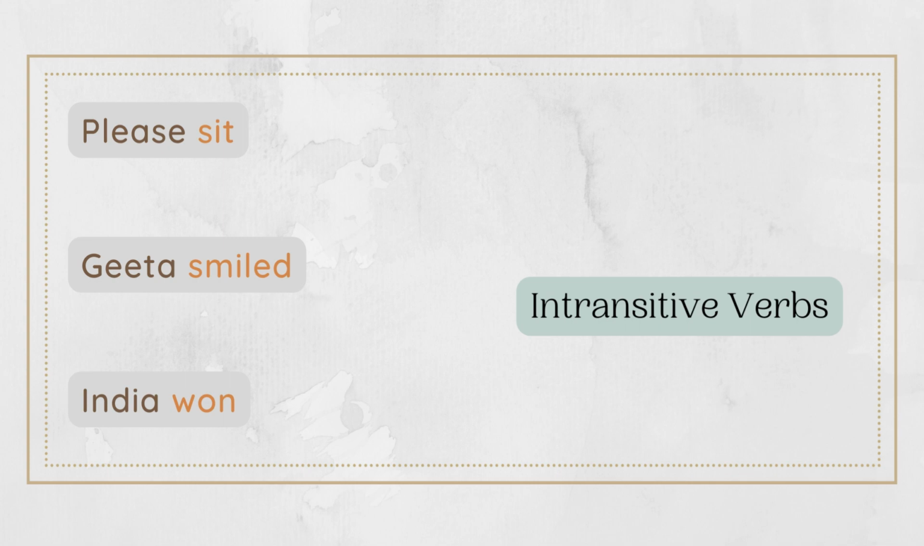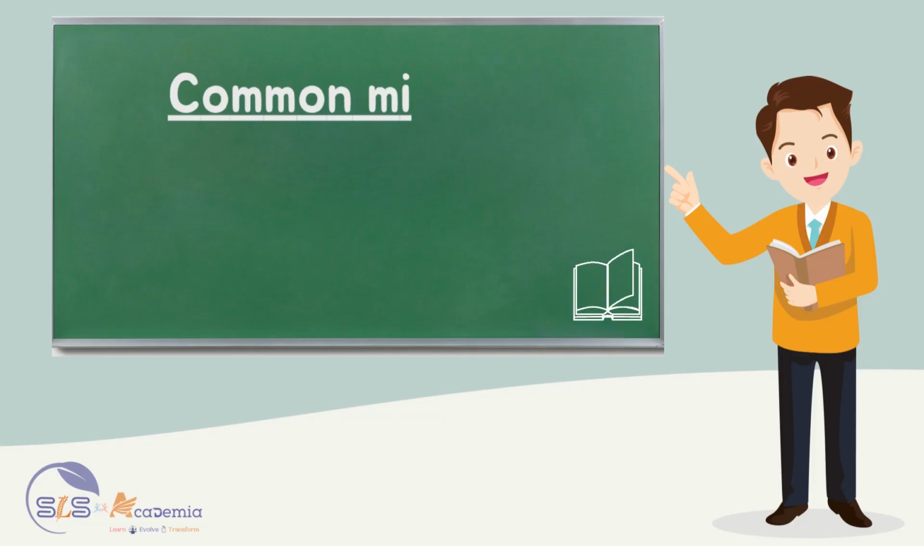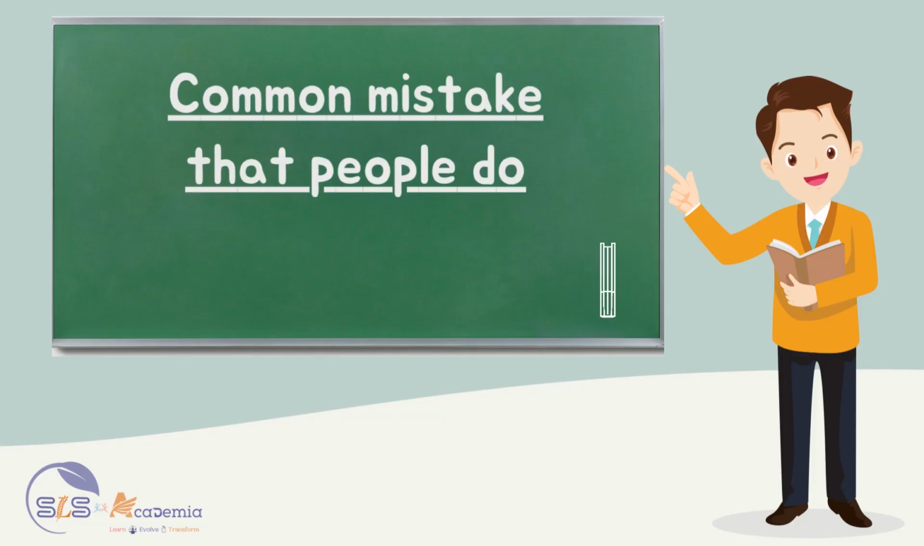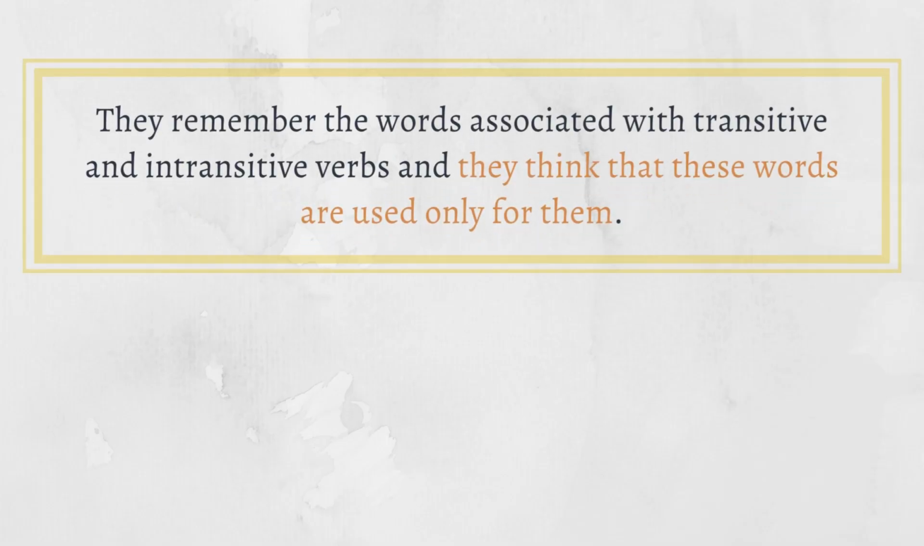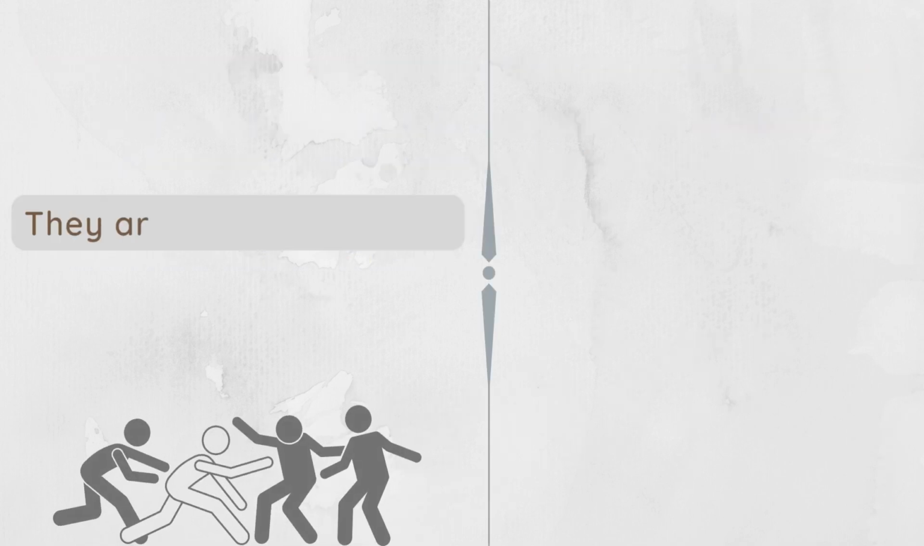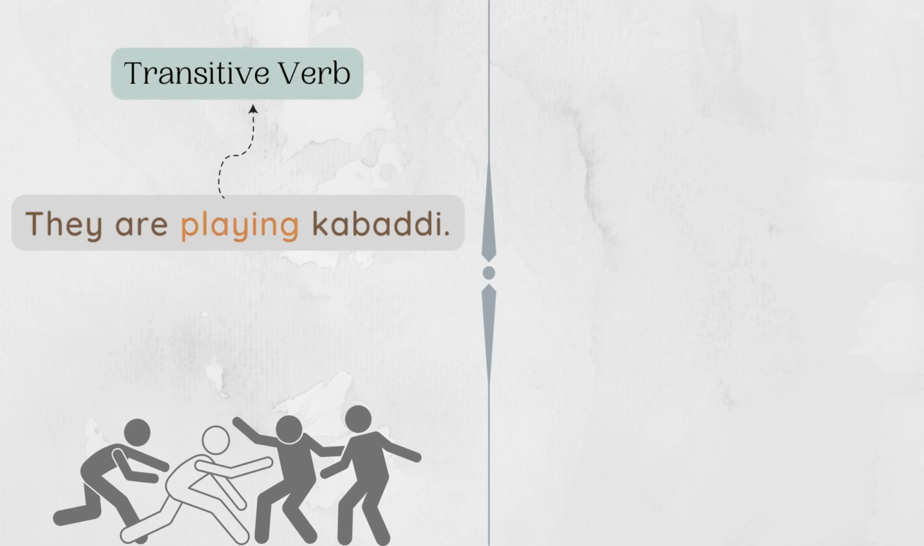Okay, so here I would like to tell you the other common mistake that people usually make. They remember the words associated with transitive and intransitive verbs and they think that these words are used only for them. For example, in the sentence, they are playing kabaddi, playing is a transitive verb because there is an object present and action is passed from subject to object. So what people think is that playing can only be used as transitive verb, but that is wrong.